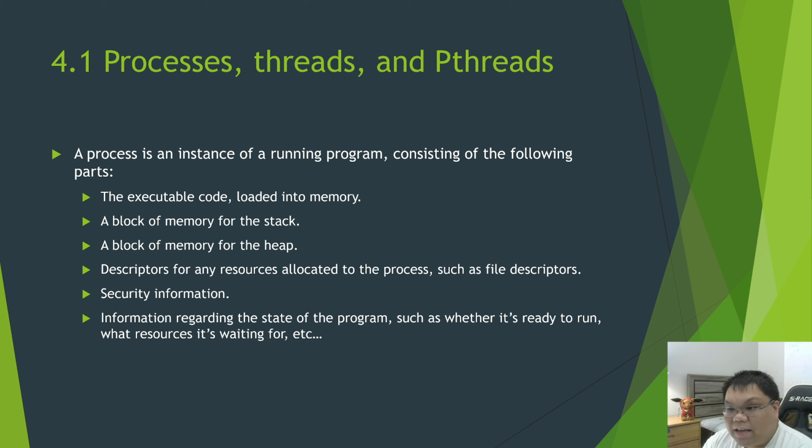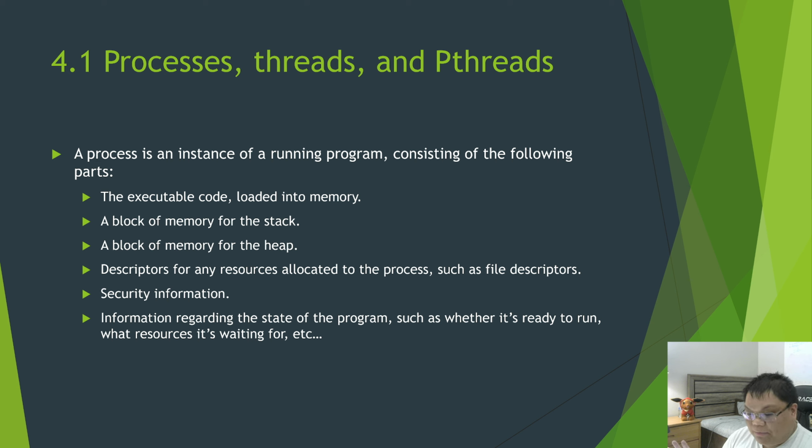So a process is an instance of a running program. A program by itself on a computer is just a file, and by itself it doesn't do anything. It doesn't do anything until we load that program into memory and have the CPU start executing instructions from that program. Those instructions are the executable code. That's one of several parts that go into what a process is.